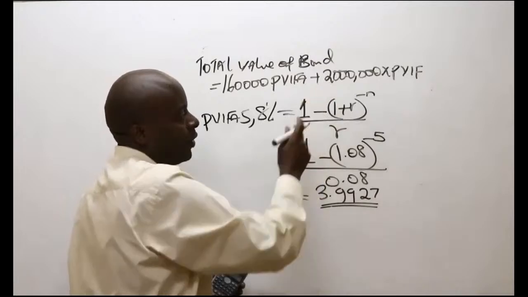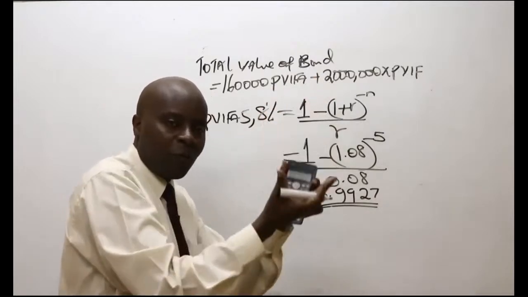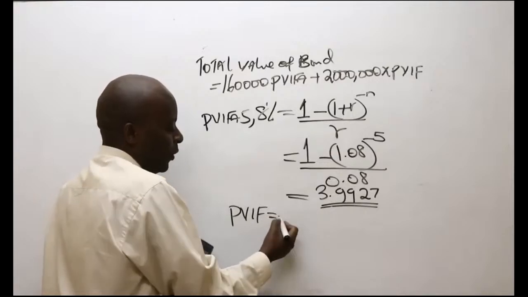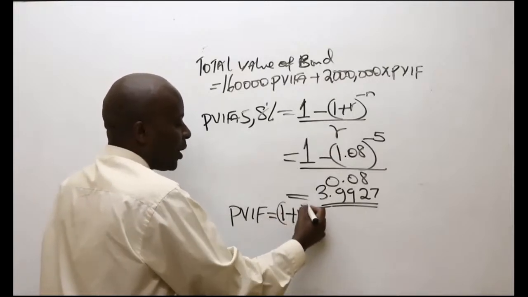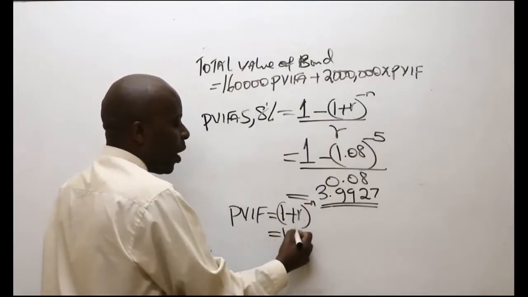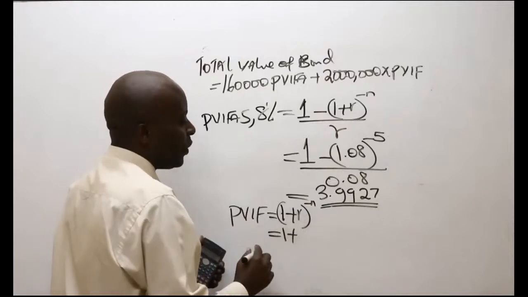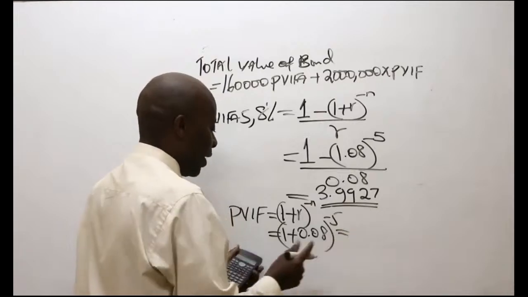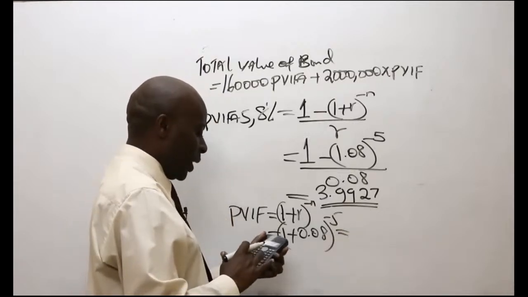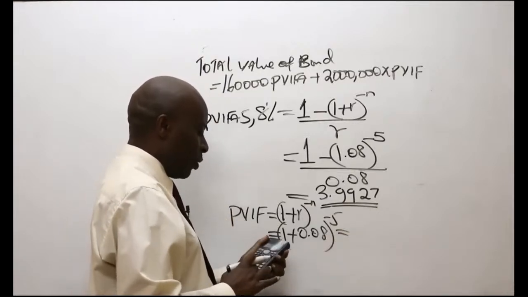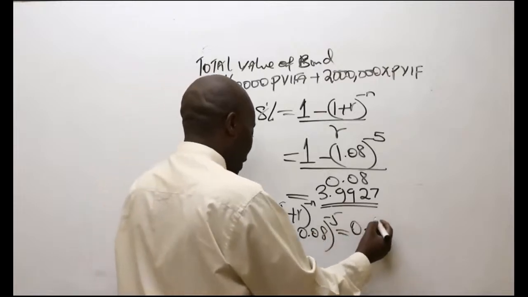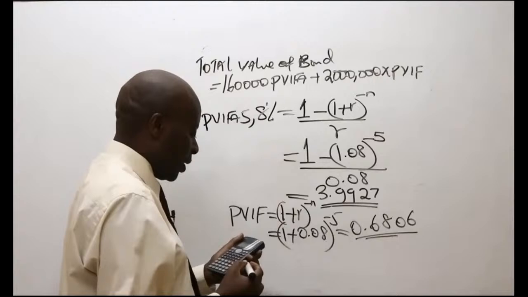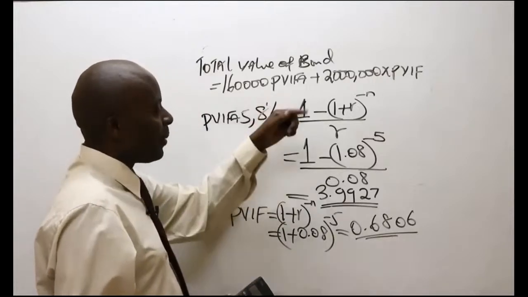How about the PV for the lump sum? One-off figure. The PV, ladies and gentlemen, for the one-off figure is very easy. It is 1 plus R raised to negative n. So then this will be 1 plus our required rate of return, 0.08, raised to negative 5. So this will be 1.08 raised to negative 5, which will give us 0.6806. So now come and plug in here.